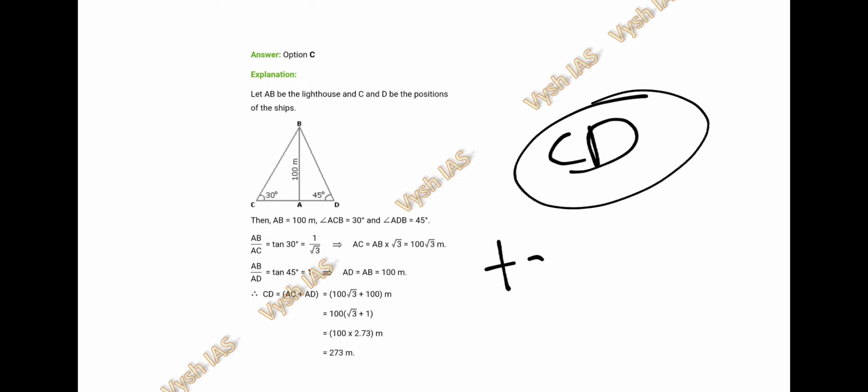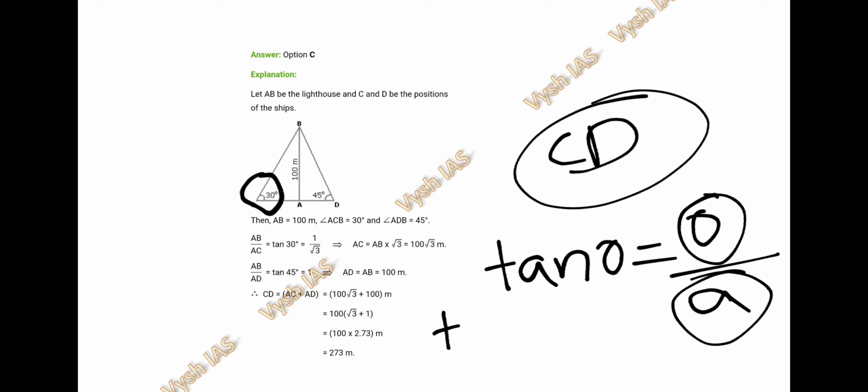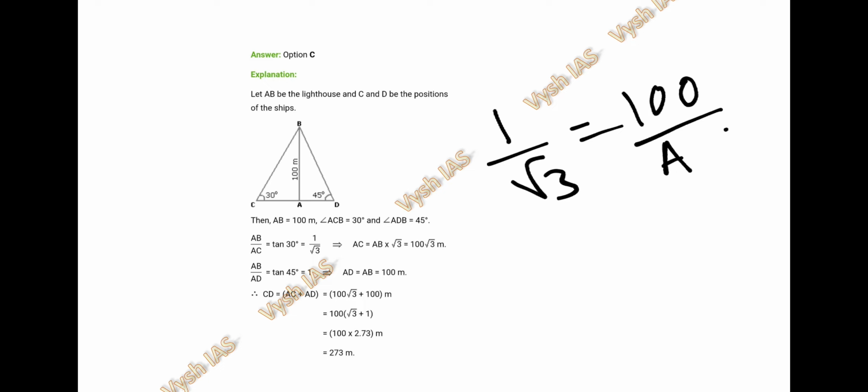We know that tan theta is nothing but opposite by adjacent. So if we take tan 30, tan 30 is equal to the opposite value, 100, by the adjacent value, AC. Tan 30 is 1 by root 3, so 100 by AC means AC value will become 100 root 3. 100 root 3 is the value of AC.